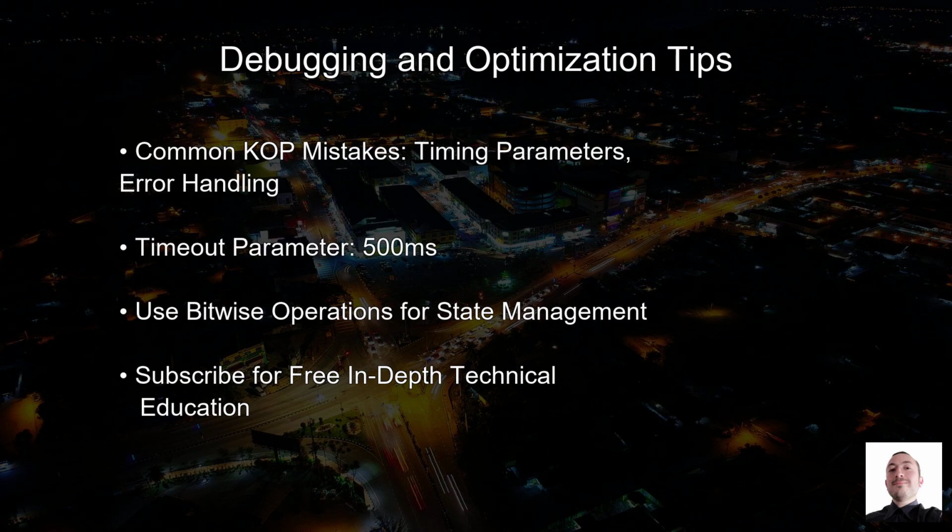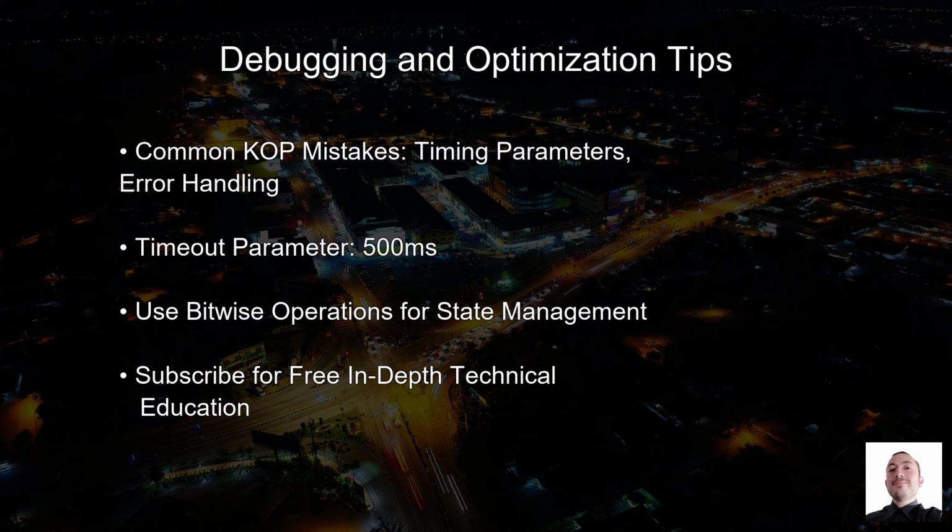And here's why that matters. Debugging and optimization are crucial for efficient traffic light control. A common mistake in KOP programming is improper handling of timing parameters. Always ensure your cycle times are set correctly, otherwise, you'll face synchronization issues. Use the timeout parameter wisely. A value of 500 milliseconds often works best for urban settings.